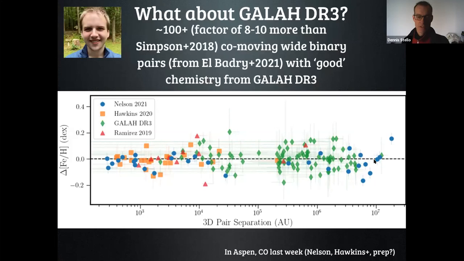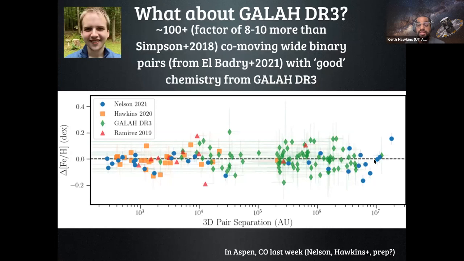So quick question on that plot you have there. What's the physical reason for the gap at 10 to the 5? Yeah, that's a very good question. We're still trying to figure that one out. It's not likely to be anything astrophysical. It's probably due to selection.